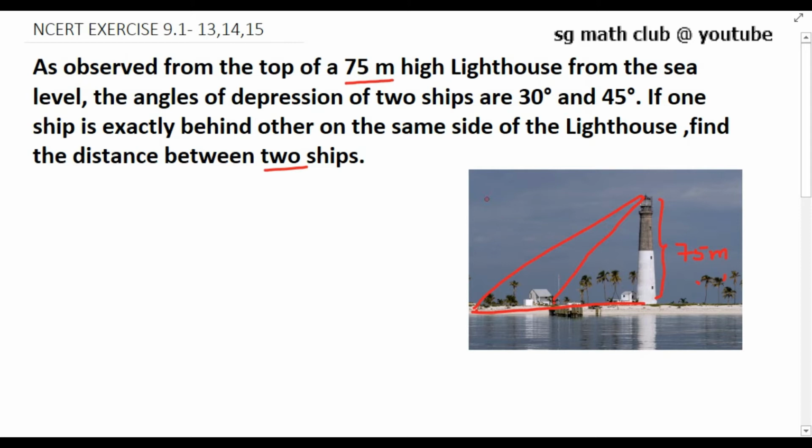So this will be the line of sight, and angle of depression of the two ships are given. So this angle will be 45 degree and this will be 30 degree. By using the alternate angle property, this angle will be 30 degree and this will be 45 degree. Now we will draw the right angle triangle.